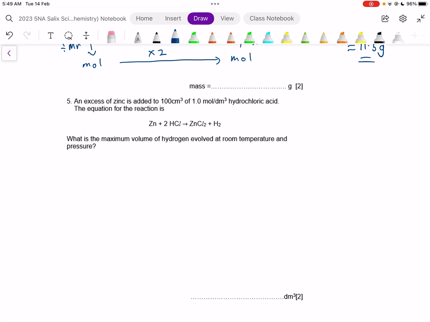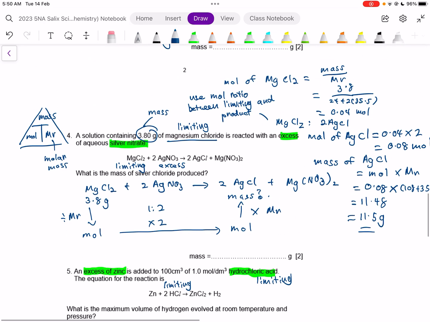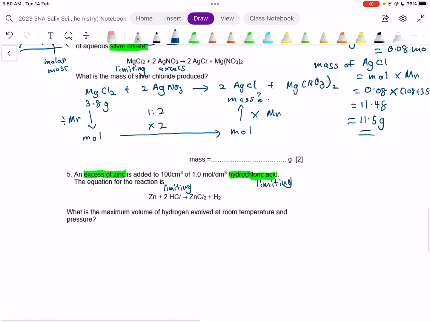Final question: you are told there is excess zinc, and then hydrochloric acid would naturally be the limiting. So this one is the limiting, zinc is the excess. Anyway, no info is given on the excess. So this one you are using concentration, volume, mole.